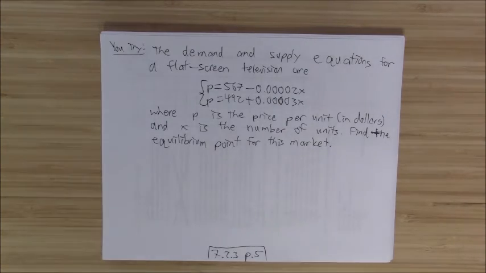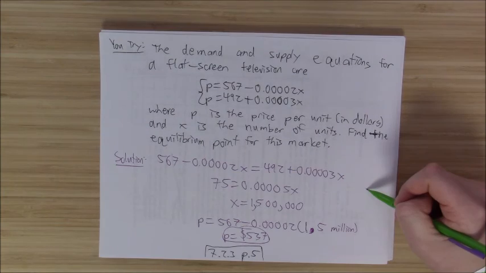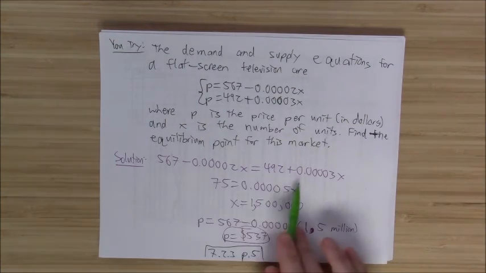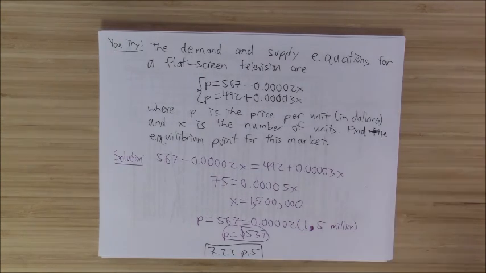And now it's time for you to try an example. So go ahead and find the equilibrium point for this model now with demand and supply equations given. On the count of 3, I will reveal the solution. 1, 2, 3. So here we have that the two equations will be equal once again. Solving out, we get 1.5 million televisions that we have to sell to get to the equilibrium point. Once those are sold, you end up with $537 as the equilibrium price.